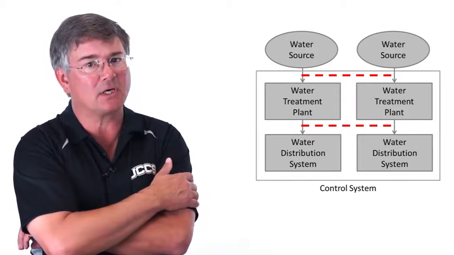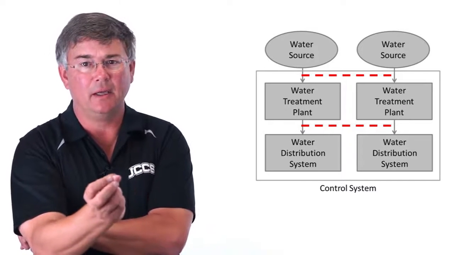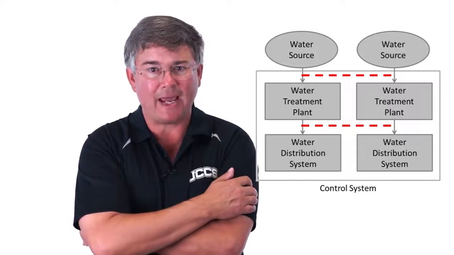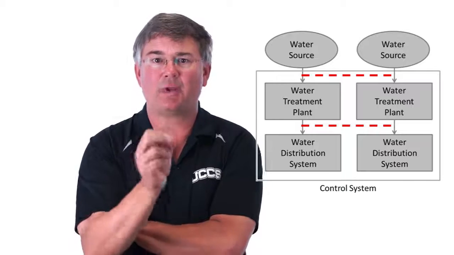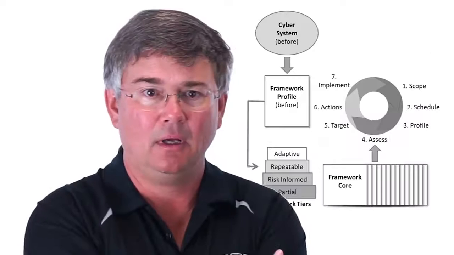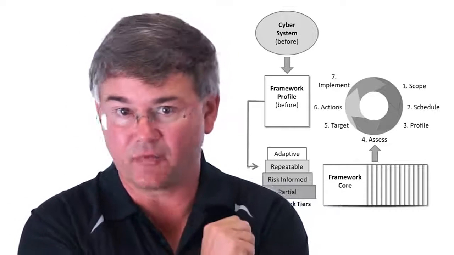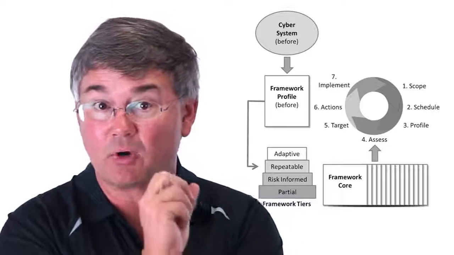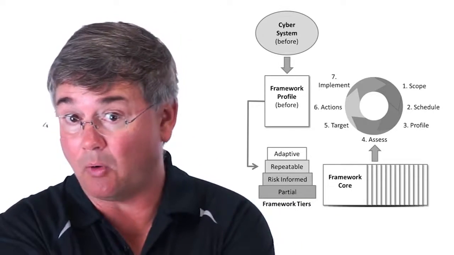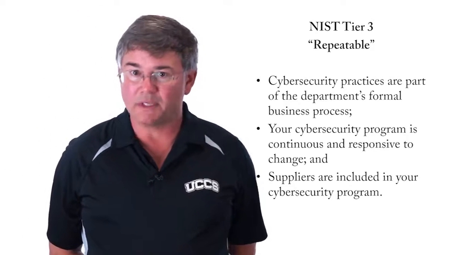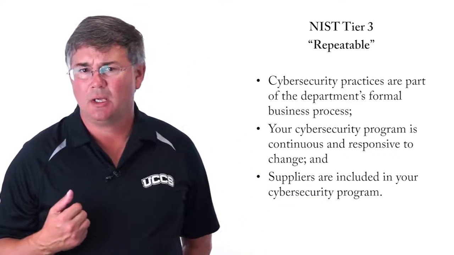After 9/11, your department started receiving Department of Homeland Security grant funding under the Urban Area Security Initiative. In 2014, Department Management allocated UASI funds to start implementing the NIST Cybersecurity Framework. Over the past several years, your office has succeeded in completing 2 cycles of the framework process, and now assess your current profile at Tier 3, repeatable. This means that your cybersecurity practices are part of the department's formal business process. Your cybersecurity program is continuous and responsive to change, and suppliers are included in your cybersecurity program.